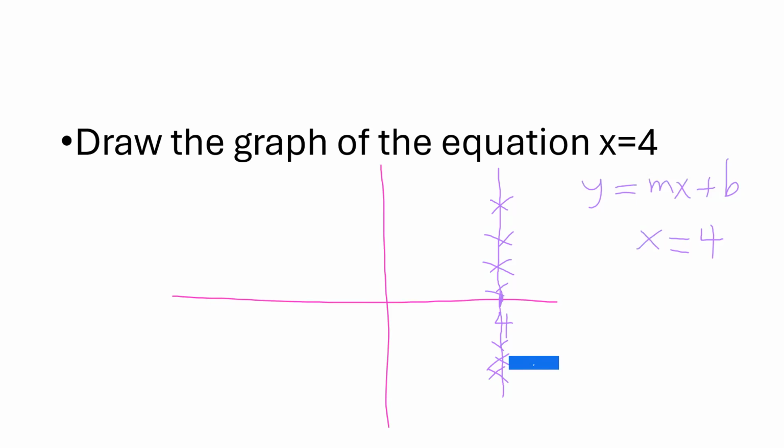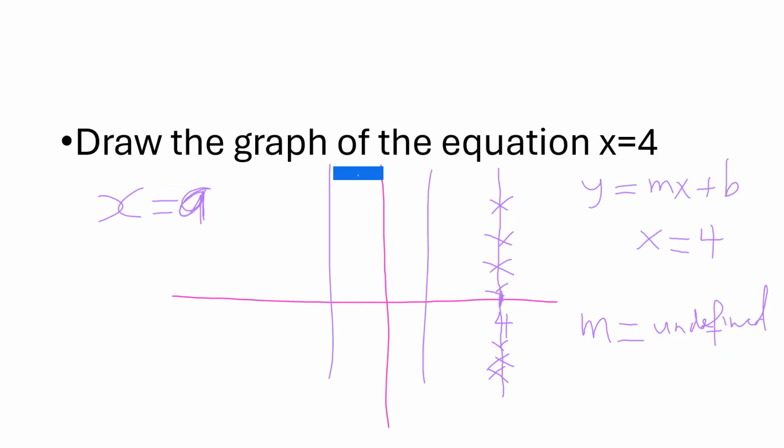And the slope of a vertical line is always going to be undefined. So any equation x equals a, where I'm replacing the number with a variable, has to be a vertical line, depending on what a is, what the number is. All right.